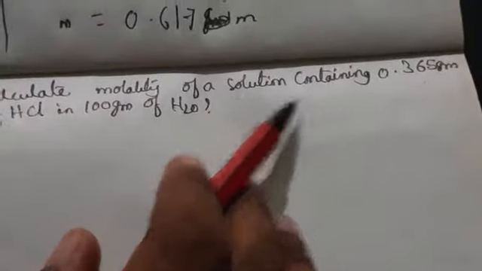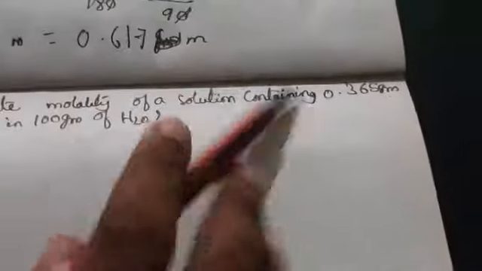And next, coming to one more problem of molality here. Calculate the molality of a solution containing 0.365 grams of HCl in 100 grams of H2O. So here the weight he has given, and this weight also he has given. So finally we have to find the molality of the HCl solution.